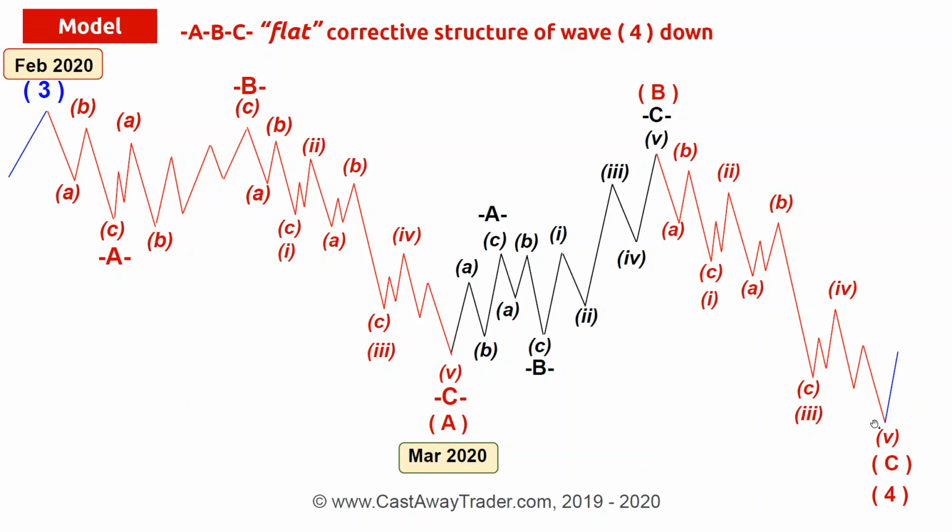When you have that B of B, you can see that that structure is overlapping. We go up, we go down, and we almost make new lower lows. Very difficult to trade, but it's still possible.